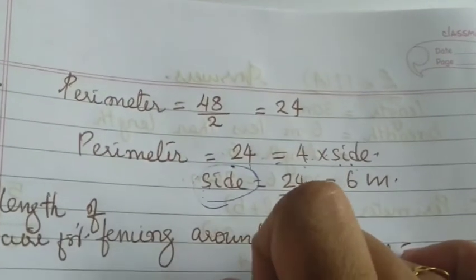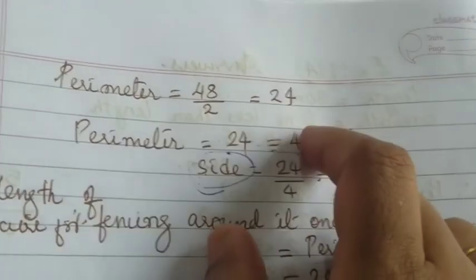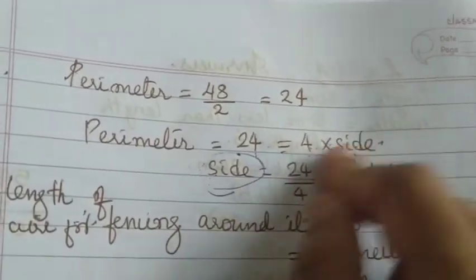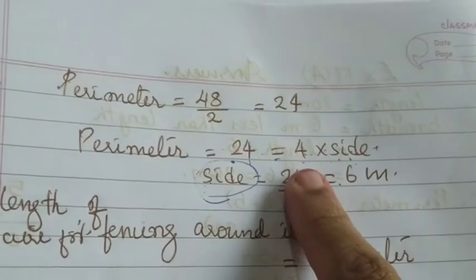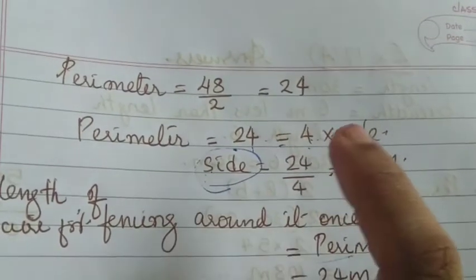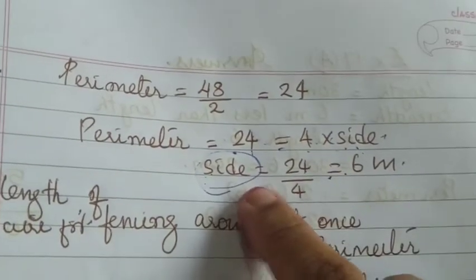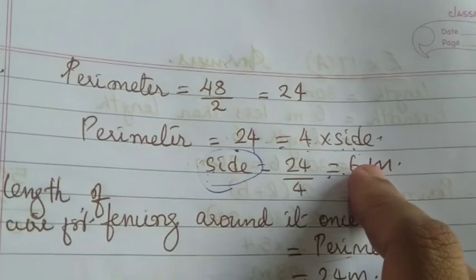So it is 24. Now perimeter is equal to 24 is given. We have to find out the length of the side. How will we find it? 4 into side. We don't know the value of the side. So when we multiply 4 with some value, we have to get 24. That is 24 by 4, it is equal to 6 meters. Now we got side is equal to 6 meters.